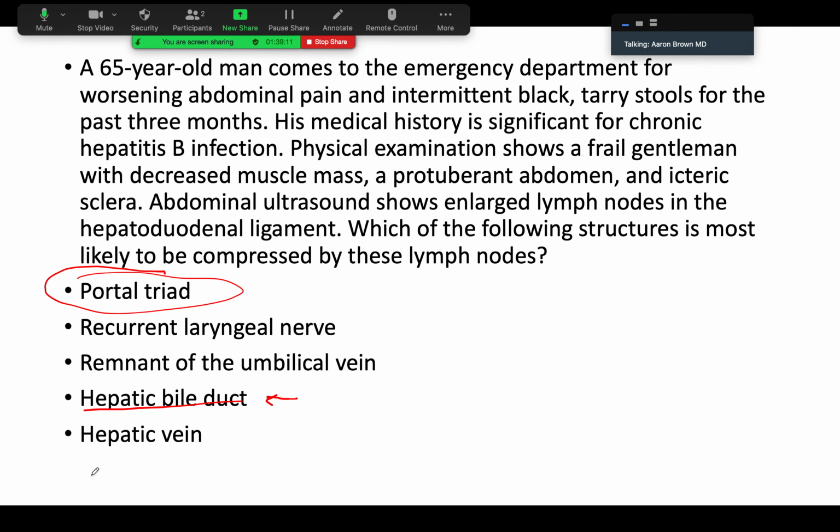Since you got that question right, Bob, I want to ask you a question that is probably more Step 2, definitely more Step 2. What is the typical size of the common bile duct? Wow. I love radiologists. That is very impressive.